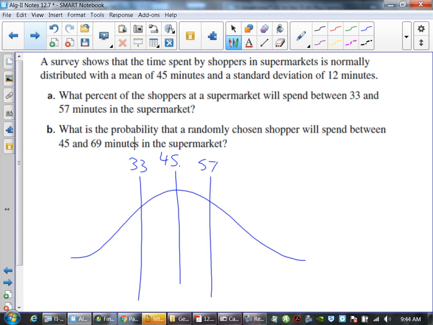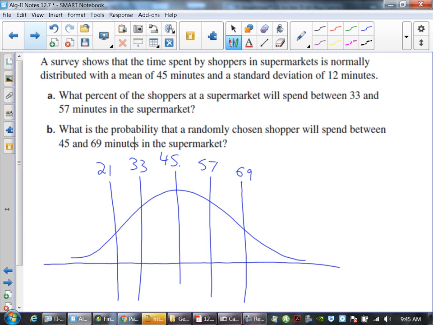Okay? If I add another 12 minutes, I'm at 69 minutes. If I subtract 12 minutes, I'm at 21 minutes. That means within 2 standard deviations, 95% of people surveyed are in the store between 21 and 69 minutes. Start thinking about that, it kind of makes sense.